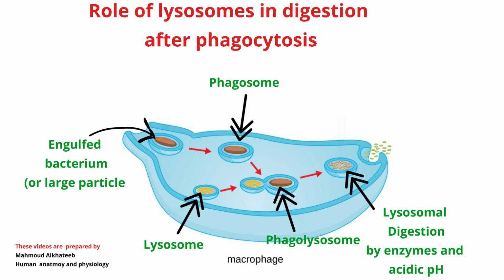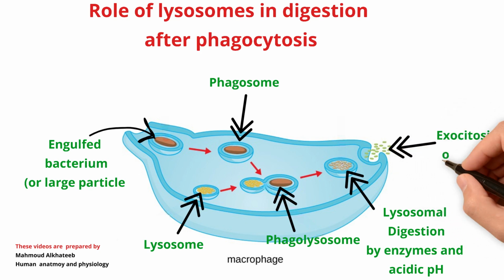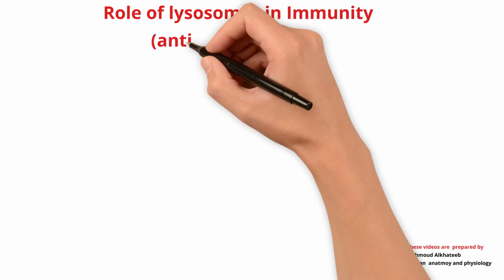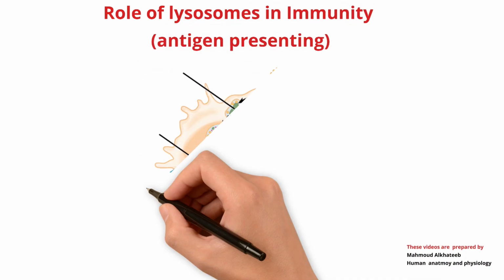Once digestion is complete, the breakdown products, such as amino acids, sugars, and lipids, are recycled by the macrophage for cellular metabolism, while indigestible waste is expelled from the cell via exocytosis. Beyond degradation, lysosomes play a crucial role in immunity by allowing macrophages to act as antigen-presenting cells that activate the adaptive immune system to fight infection.